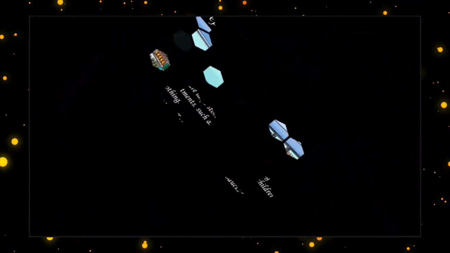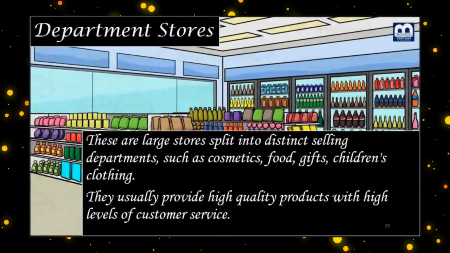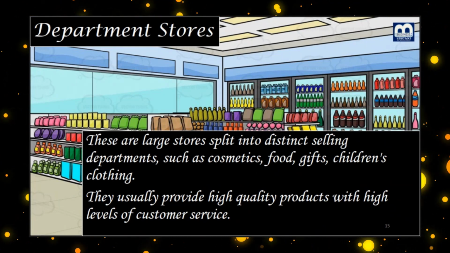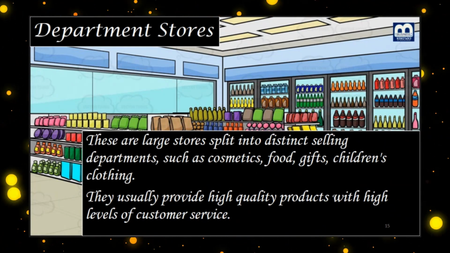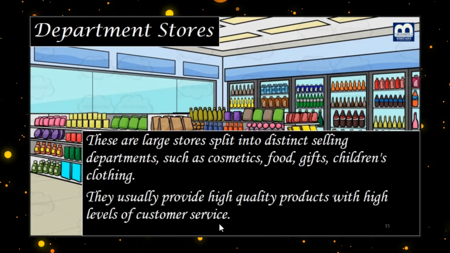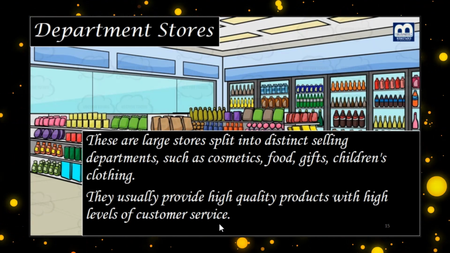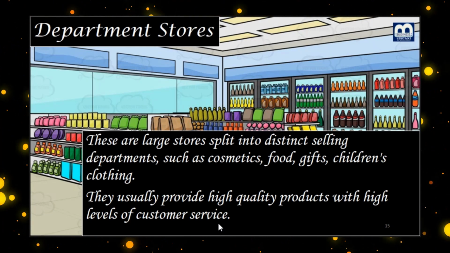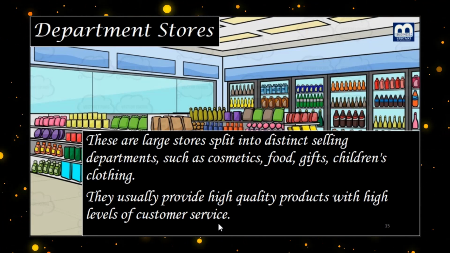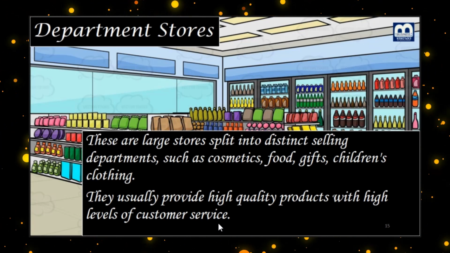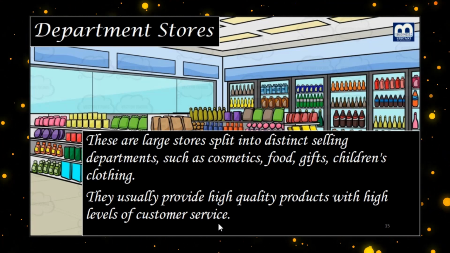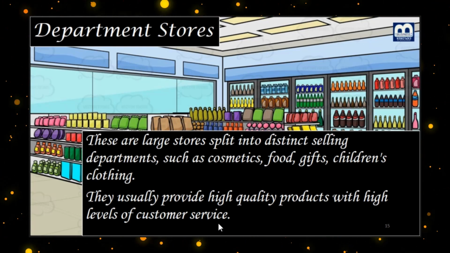Now let's discuss what are department stores. These are large stores split into distinct selling departments such as cosmetics, food, gifts, children's clothing, men's clothing, and women's clothing. They usually provide high quality products with a high level of customer service. For example, the sales staff may receive training on different products sold in the particular department. Department stores are often found in city centers, like we have got Carrefour here. One example of a famous department store is Harrods of London, UK.